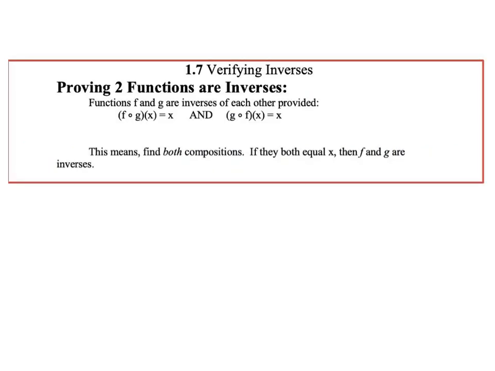To prove that two functions are inverses, what we need to do is do compositions twice. We're going to compose f of g of x, and we're going to compose g of f of x. So in other words, we're going to go both directions. And if we end up with x in both scenarios, we can conclude that the two functions are inverses.